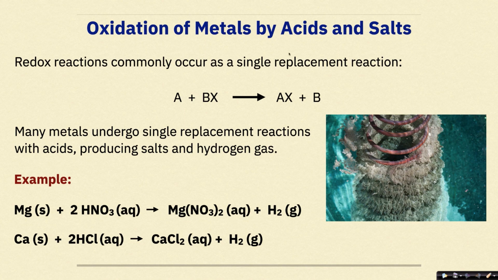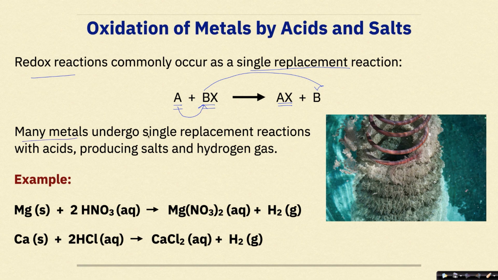Oxidation of metals by acids and salts. Redox reactions commonly occur as a single replacement reaction, which we will review in detail in the future, where you have a single element and some type of ionic compound in an aqueous solution. The single element, if it is more reactive, comes out and kicks out the less reactive element, so it's by itself, and then that more reactive element forms a new compound or goes into solution.